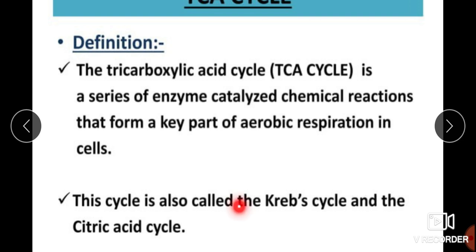This cycle is also called the Krebs cycle or the citric acid cycle. The first product formed in this reaction is citric acid, so it is also called the citric acid cycle.